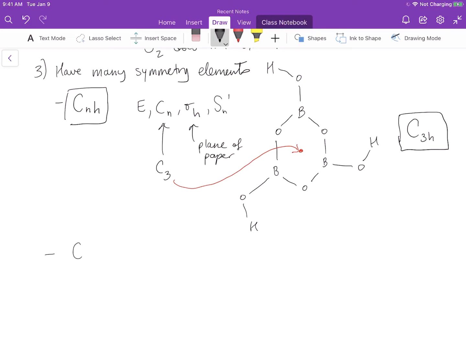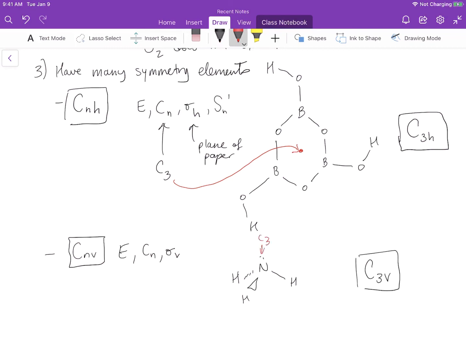A pretty common one is C and V. So V is now that we have a vertical mirror plane. So ammonia, for example. So this would be a C3V point group. Remember our C3 axis is up here. Sigma V is going through kind of one side. So there's one of them in the plane of paper.